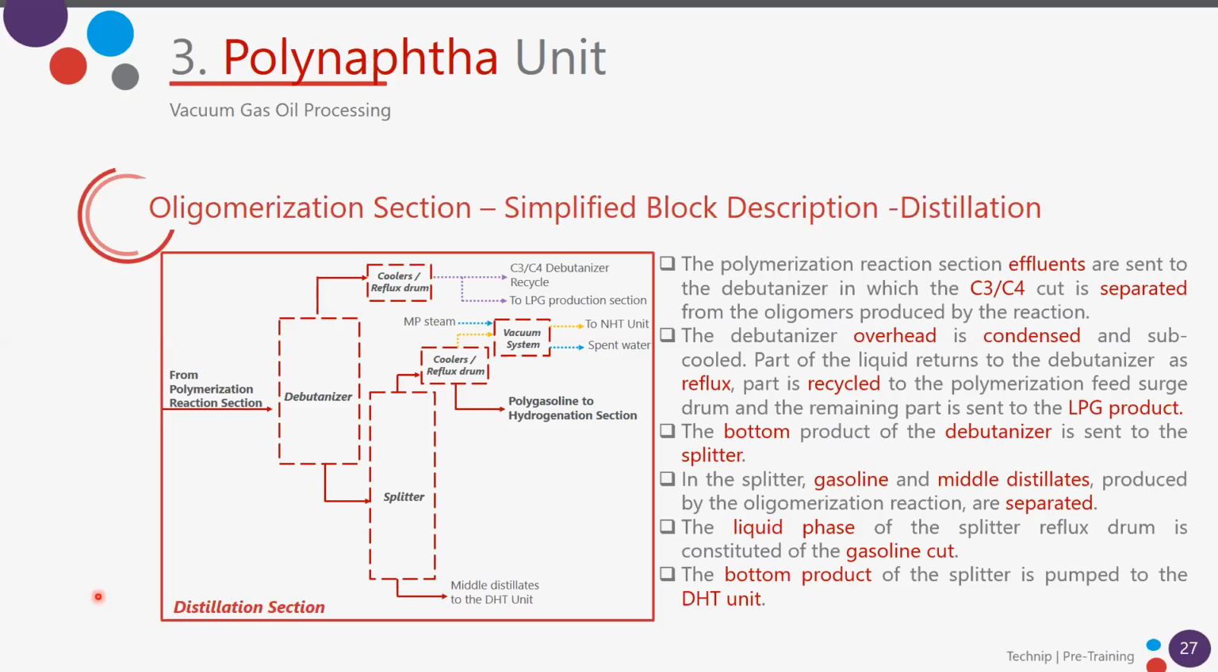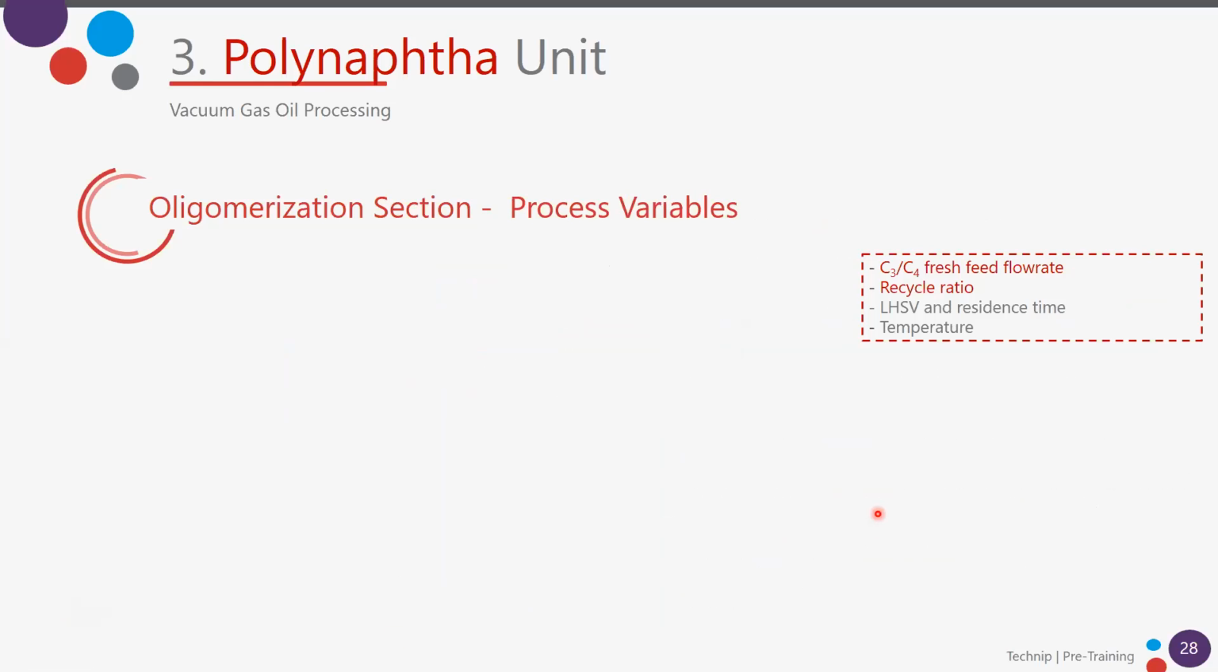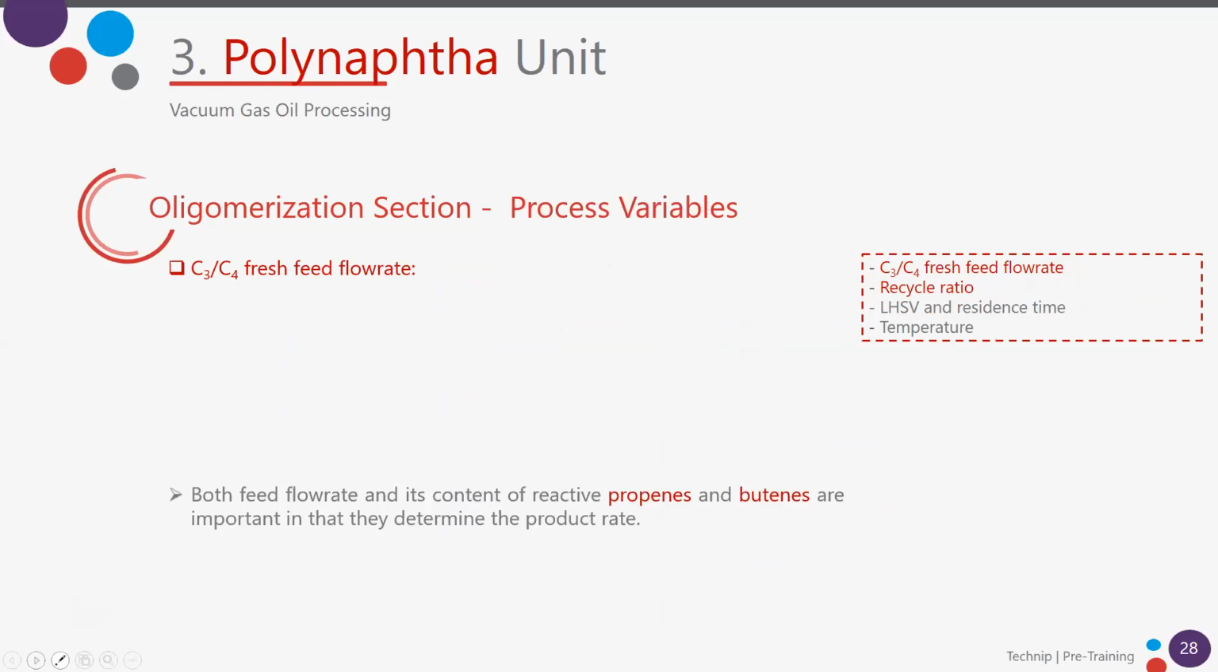No questions, okay. So the main process variables for this oligomerization section are the C3, C4 fresh feed flow rate, the recycle ratio from the debutanizer, the liquid hourly space velocity and residence time, and the temperature. So let's start with the C3, C4 fresh feed flow rate.